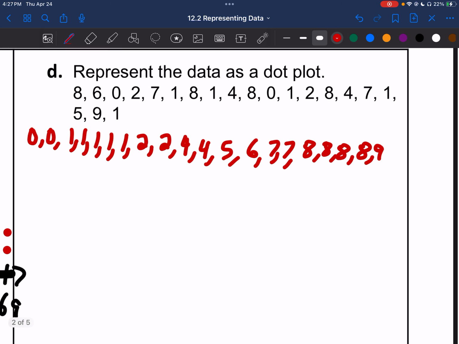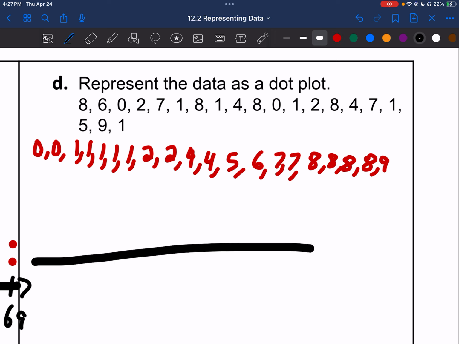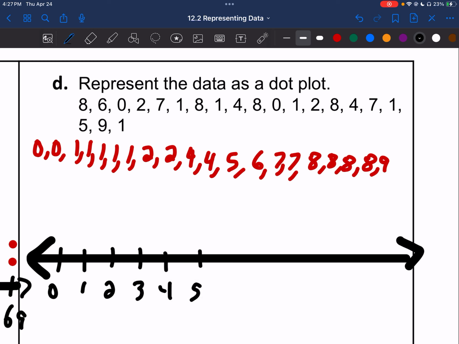Letter D. Again, let's start with a nice number line. And for this one, our lowest value is going to be 0. Our highest value is 9. So we have 0, 1, 2, 3, 4, 5, 6, 7, 8, 9. And now we're going to go ahead and put in our points.